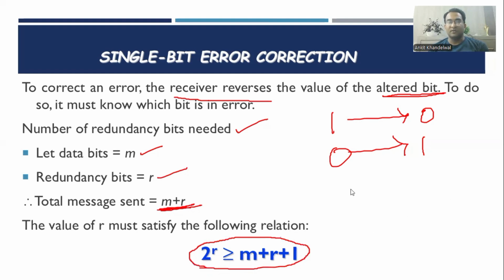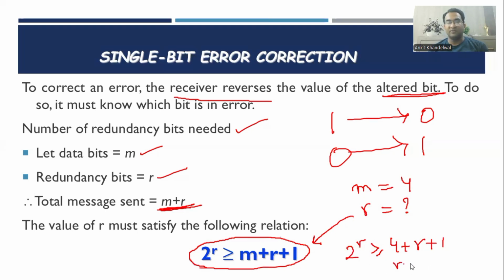Now let us suppose we have m equals to 4, that is, the length of the data bits is 4. So we have to add some redundancy to it. How many bits r should we add to this data? We will follow this condition, which is going to tell us the value of r. The condition must be like this: 2 to the power r greater than or equal to 4 plus r plus 1. So we are going to put values of r in this.